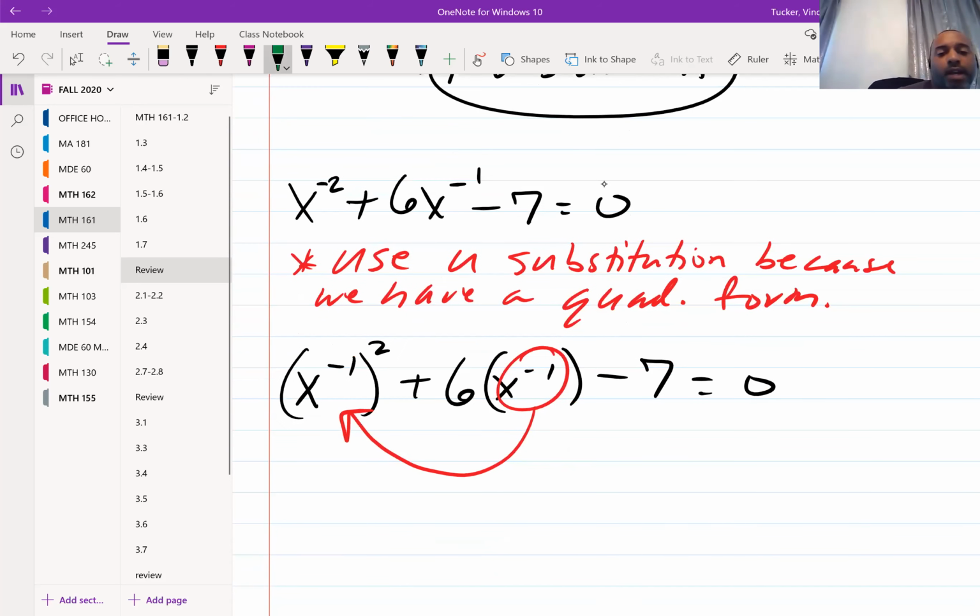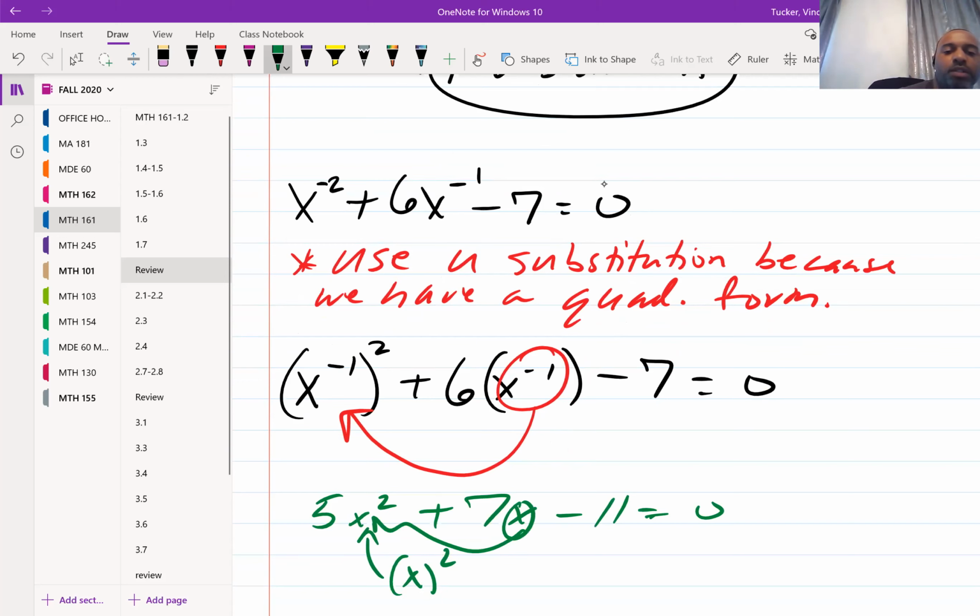Same thing as if I had, simply, let's say, 5x squared plus 7x minus 11 equal to 0. I'm just writing anything right now. Well, x squared is x squared, so it's this right here being squared. So whenever you have that middle term and then look back, the first term is that being squared, then you have your equation in quadratic form.